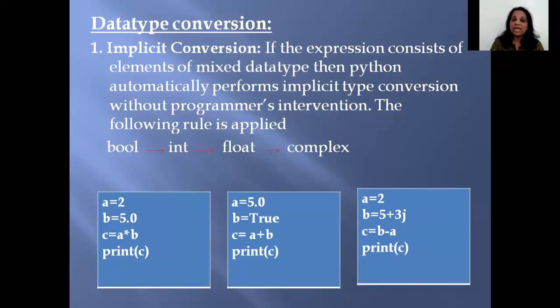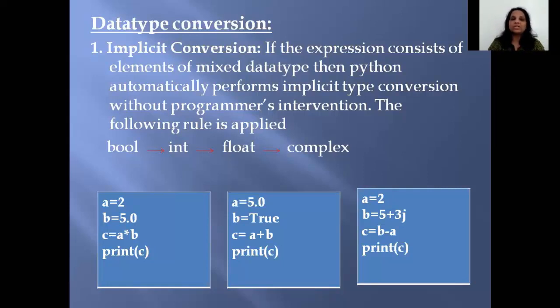Why? Because A, which is an integer, gets converted to a complex number. How do I convert 2 to a complex number? It becomes 2 plus 0j. So 2 plus 0j is subtracted from 5 plus 3j. So the answer is going to be 3 plus 3j. But what is the data type of C here? C is going to be of type complex. Now, did I as a programmer interfere in this? No, it was automatically done by the Python interpreter. Clear?